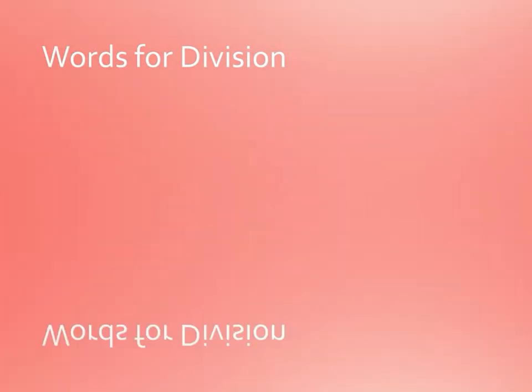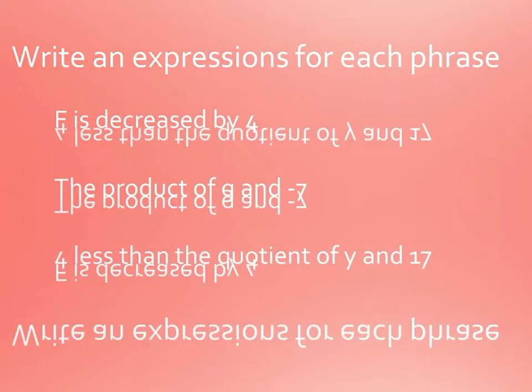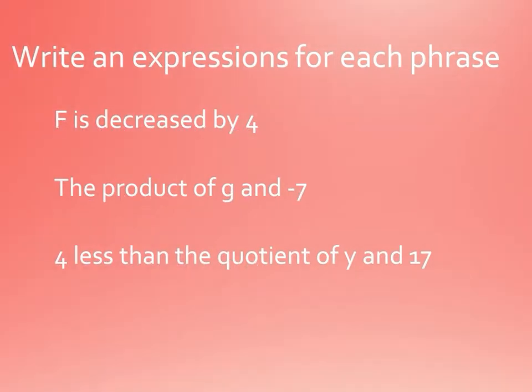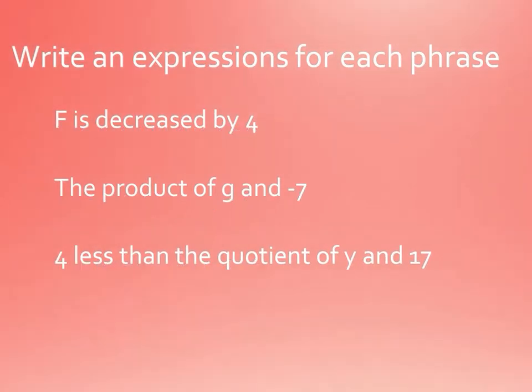Alright, so let's write an expression for each phrase. F is decreased by 4. Well, we would write F is decreased, that's subtraction, by 4. We could have the product of G and negative 7. That would be G times negative 7.